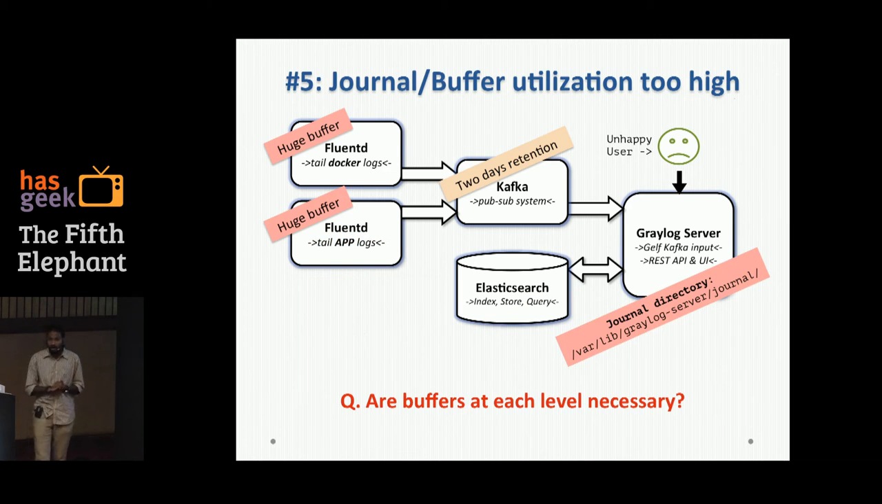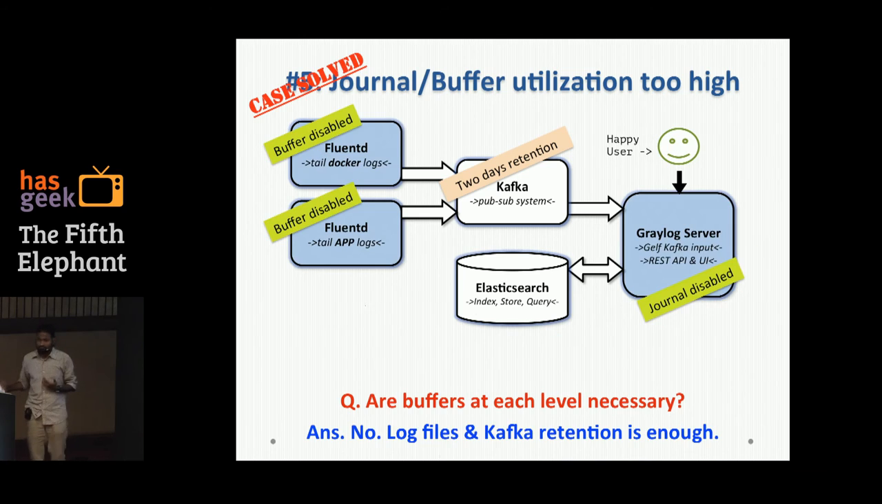Now, we had many components, but we realized that we are using a buffer at each level. So whenever some problem happens, we have to look at each of the components to find where the lag is. There can be lag at the first component, second or third. Is a buffer at each level necessary? We found the answer is no.